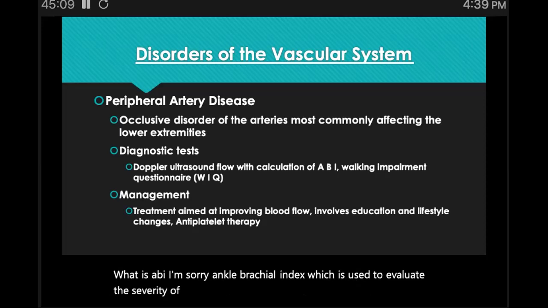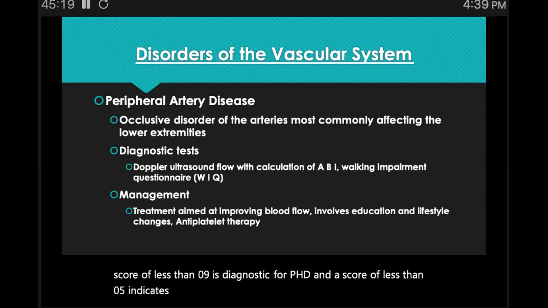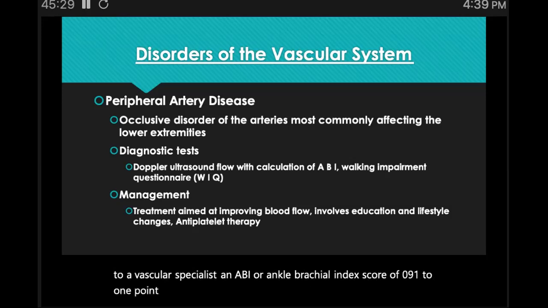Remember, in terms of your ankle brachial index, a score of less than 0.9 is diagnostic for PAD, and a score of less than 0.5 indicates severe arterial disease, in which we would want to refer to a vascular specialist. An ABI, or ankle brachial index score, of 0.91 to 1.3 is considered normal.